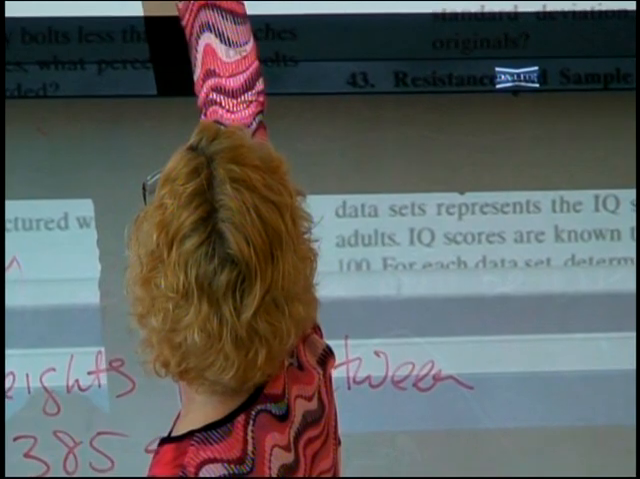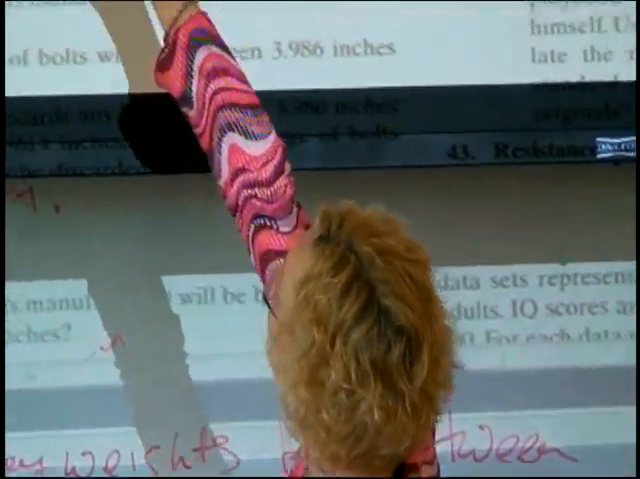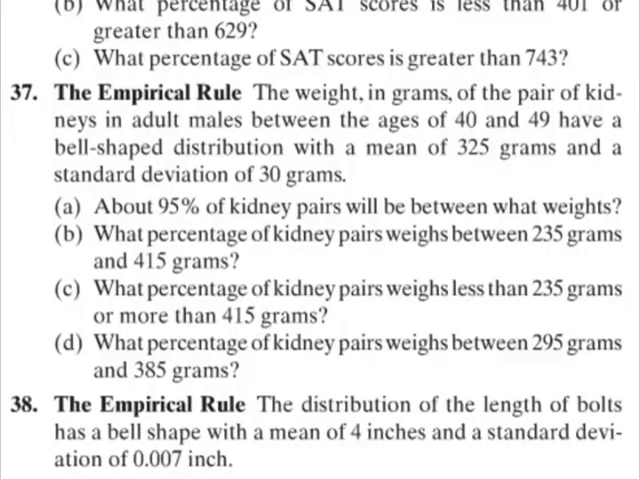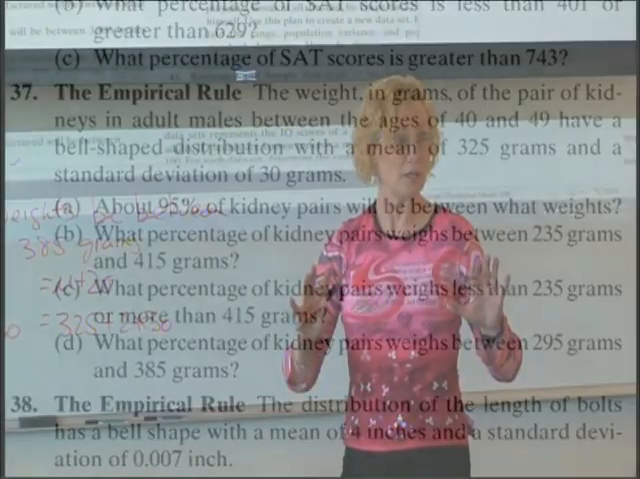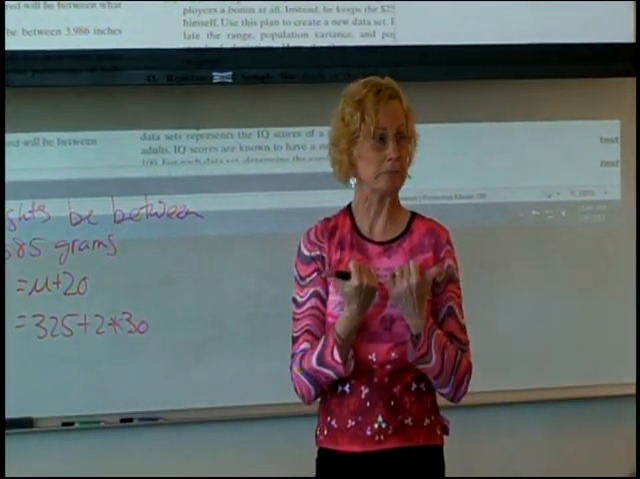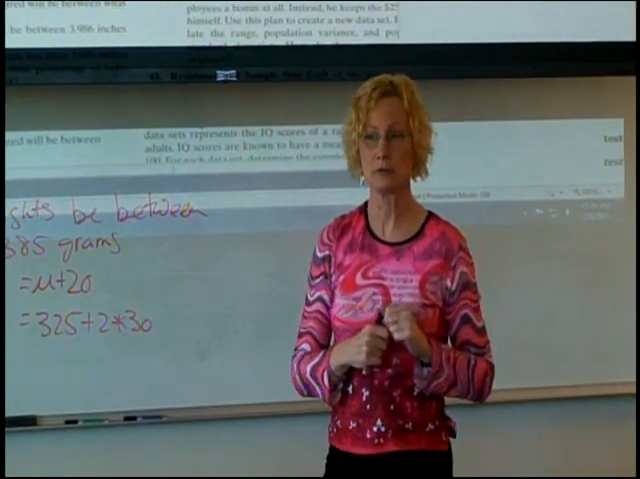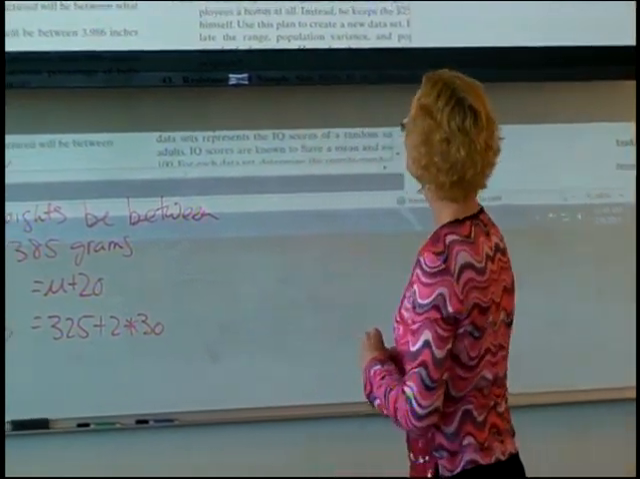What you want to do is take the mean of 325 and start adding 30. How many 30s do you add to get to 415? 3. How many 30s do you subtract from 325 to get 235? 3. So you're within 3 standard deviations of the mean. How much data is there? 99.7%. You guys with me? Anybody confused? Please ask if you are.